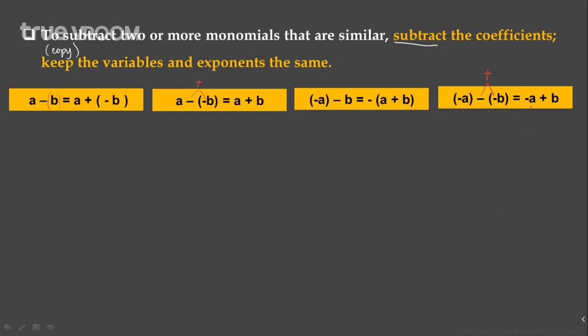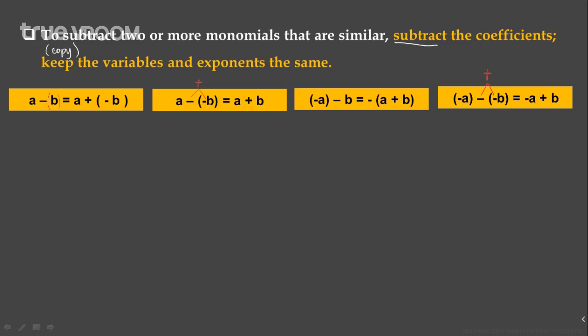So that will be negative plus positive. So you are using the rule of addition as well in subtracting monomials. Again, if the two numbers are both positive, you are going to change the sign of the second number. If it is positive, make it negative. If it is negative, make it positive. And change minus to plus.